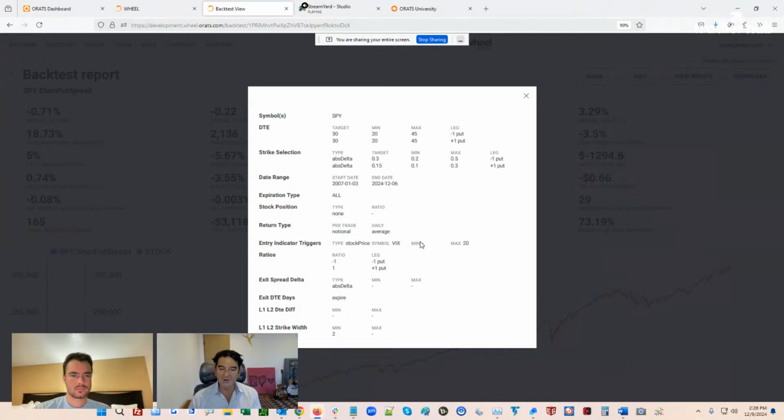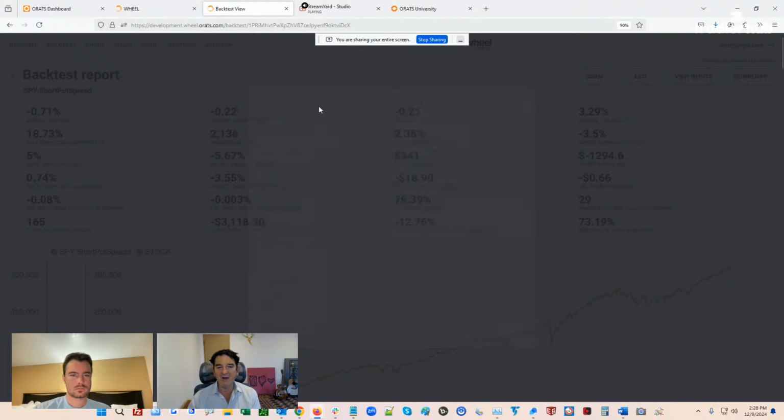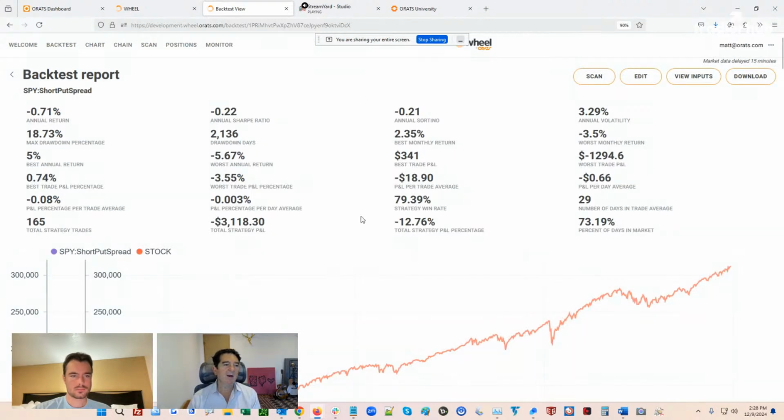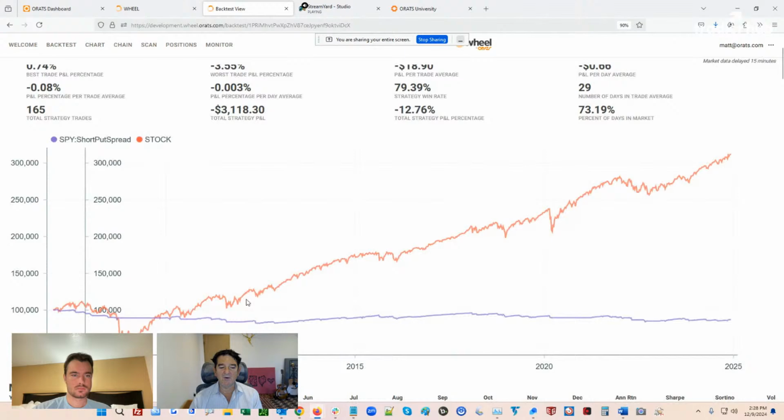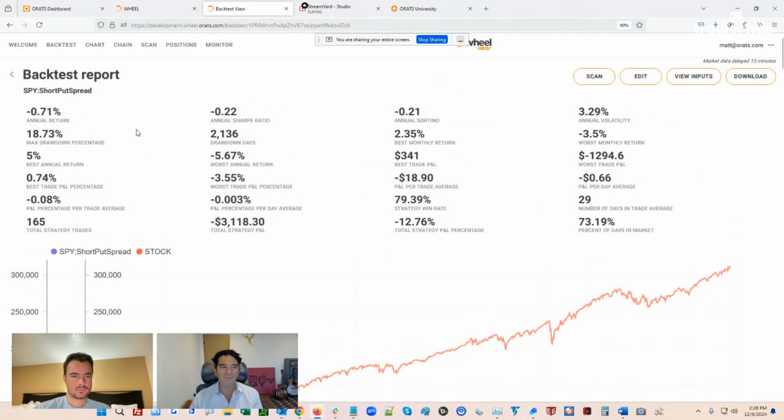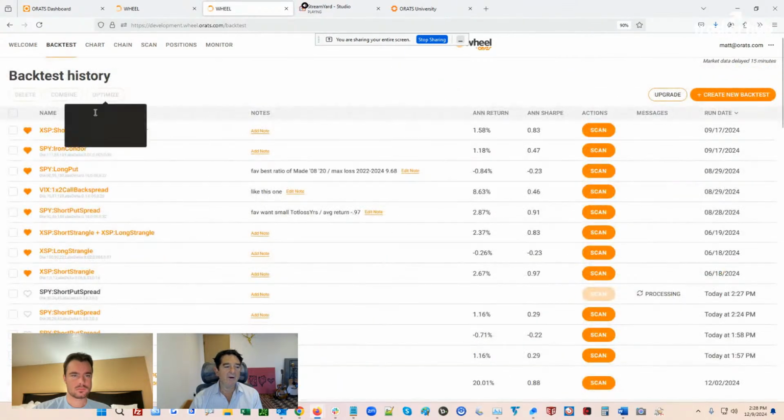So you'd probably want to do the opposite. You want to set some type of minimum, because when you sell this particular put spread, you want to get enough value from it. And again, this is just the first step. I know people that have done thousands of these tests. So in this short put spread, you want to pay more attention to only doing it when the VIX is higher.